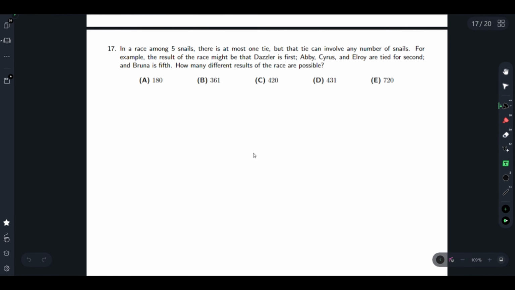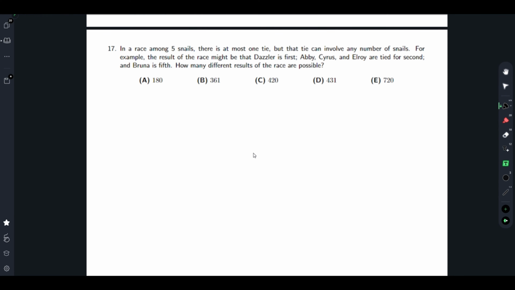Problem 17. In a race among 5 snails, there's at most one tie. The tie can involve any number of snails. For example, the result of the race might be that Dazzler is first, and Abby, Cyrus, and Elroy are tied for second, and Bruno is fifth. How many different results of the race are possible?